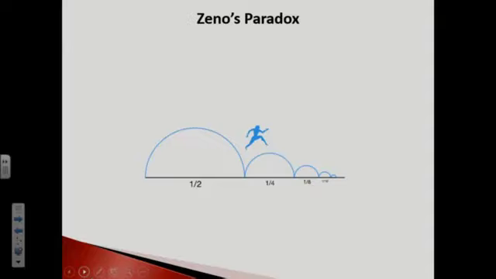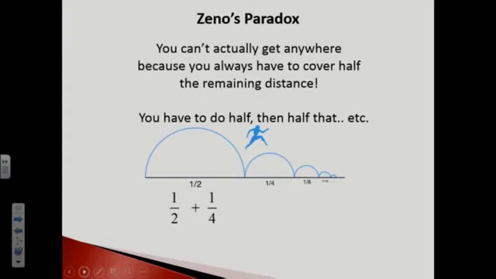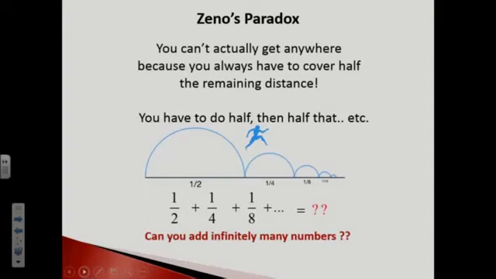It turns out that you can actually get anywhere because you always have to cover half of the remaining distance. You have to do half, then half of that, etc. In mathematical language, we say that the distance he has traveled is the sum of numbers starting from 1/2. Each successive number is half of its predecessor. This sequence is infinite and the terms are always positive, so does it make sense to add infinitely many numbers?